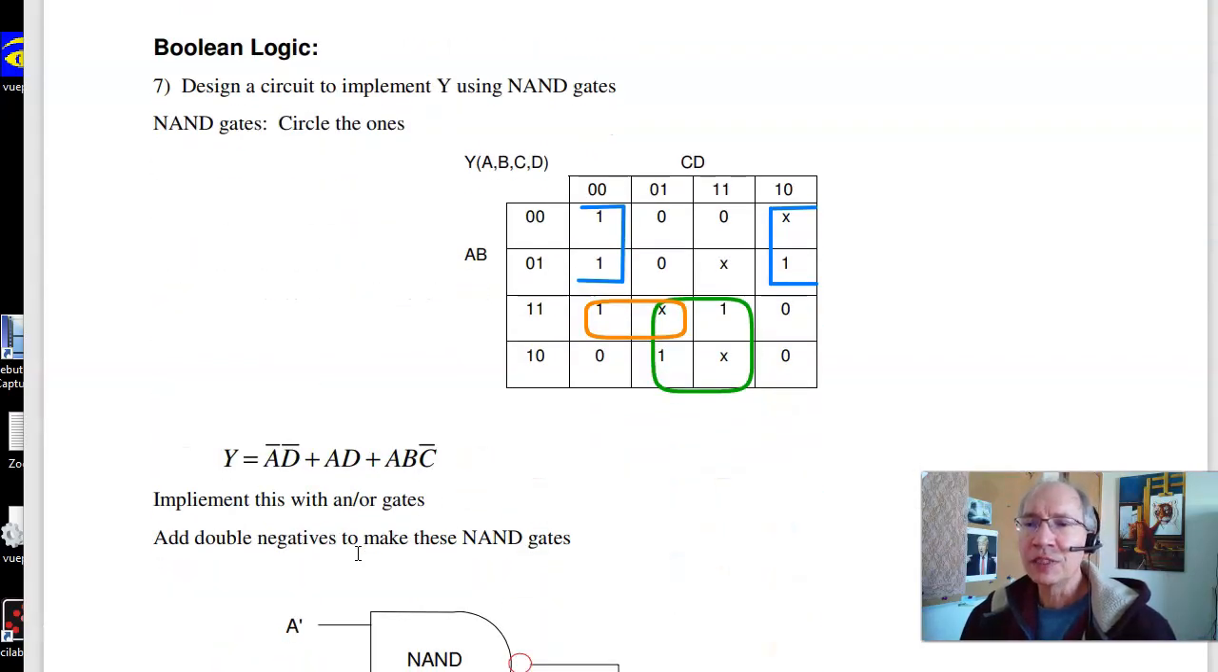Problem 7 looks at Boolean logic. Implement the following logic using NAND gates. And what that means is circle the ones. So here's one way to do it. I get the blue line, which is A bar, D bar. The green, which is A, D. And the orange circle, A, B, C bar.